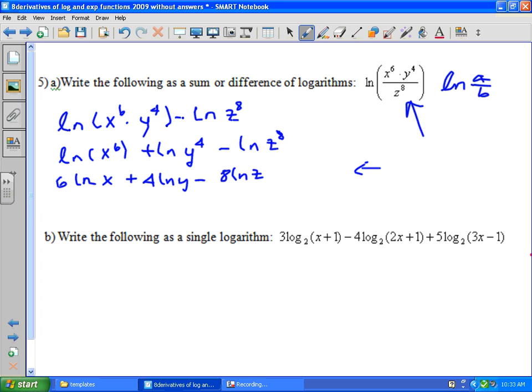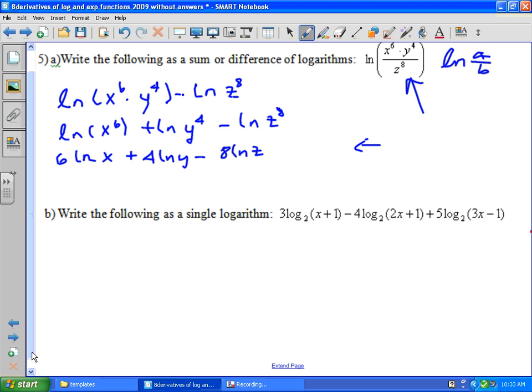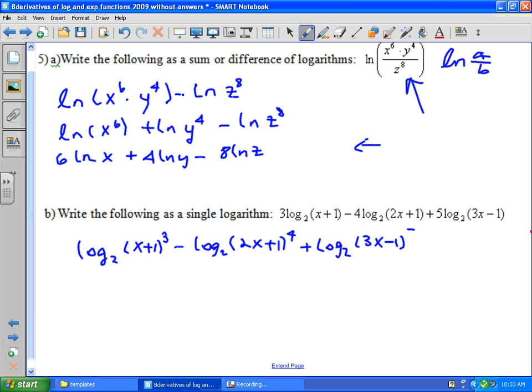And for the second one, we're going to do the exact opposite. First, get rid of those coefficients. How do we do that? Put it as an exponent, so it's going to be x plus 1 to the 3rd minus 2x plus 1 to the 4th plus log base 2 of 3x minus 1 to the 5th.